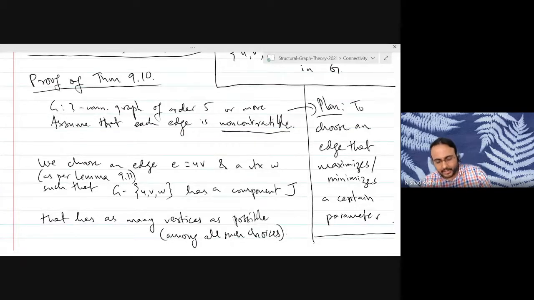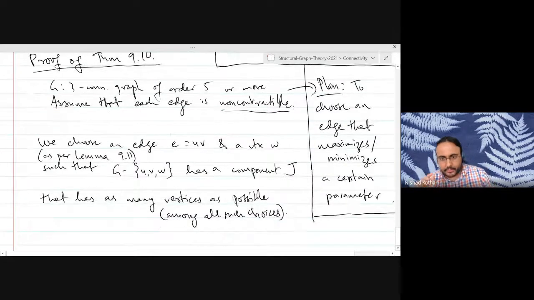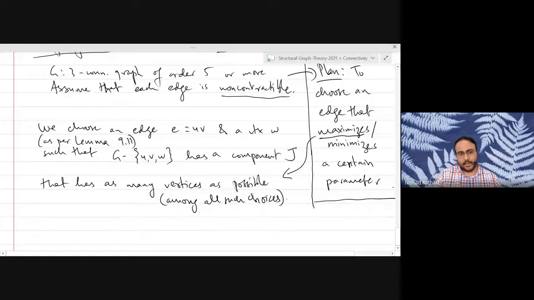And for every edge, there is going to be at least one vertex W so that the 3 vertices U, V, W form a 3-vertex cut, right? For a particular edge, there might be multiple such choices of W. So you consider all these pairs, E comma W, and for all these pairs, you choose one that maximizes the number of vertices in a particular component. So you choose the biggest component and you maximize the number of vertices. So that is what we are doing here. We are maximizing a certain quantity. Is the choice clear? Is it clear what we are doing here?